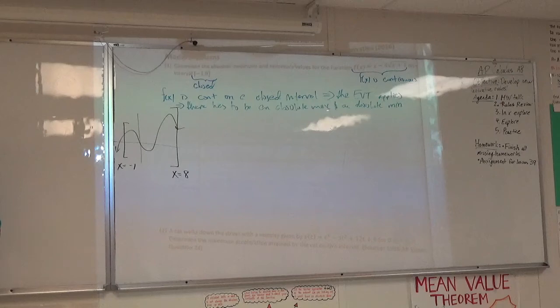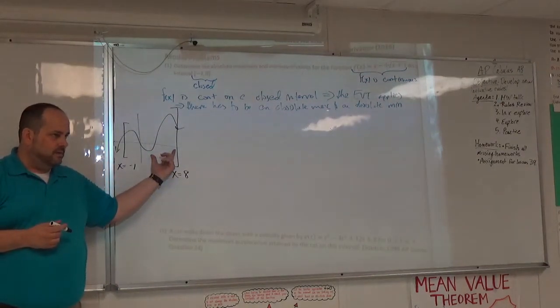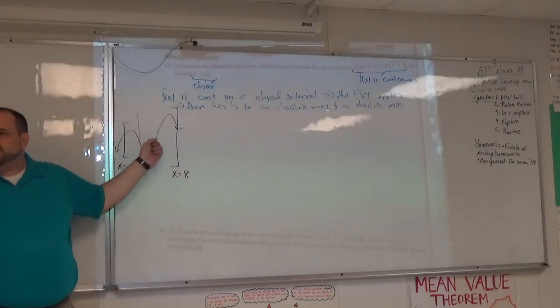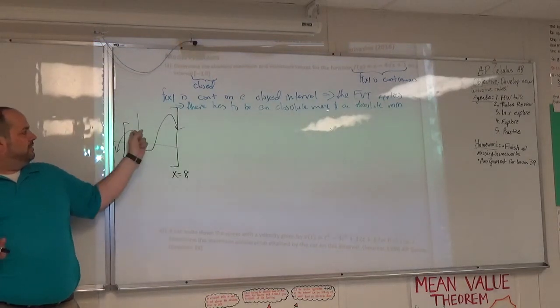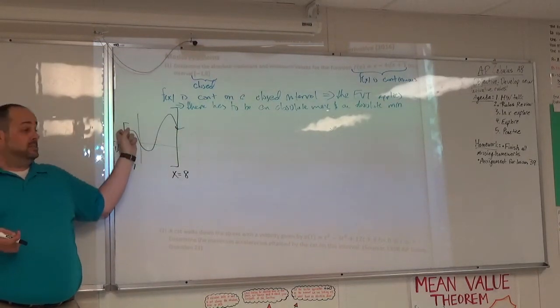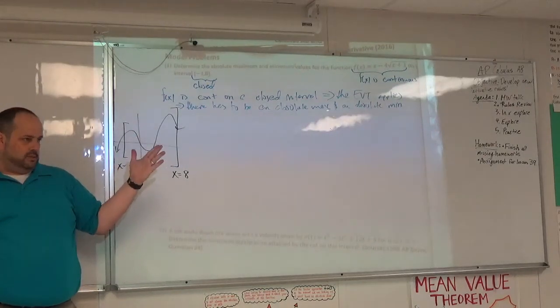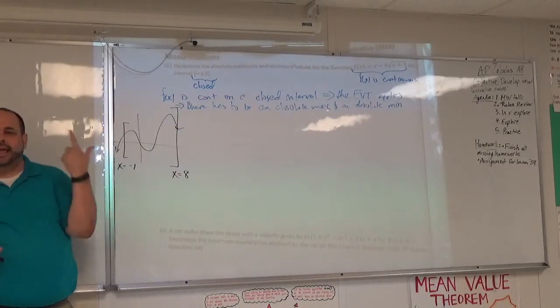Wait, this is not what the graph looks like. This is just some random graph. Okay? I've got a closed interval, I've got a continuous function. If I'm looking for an absolute max, where am I going to look? I'm going to first look at my relative maximum, and then the other place that I'm going to look, endpoints. You always look at your relative maximum and endpoints.